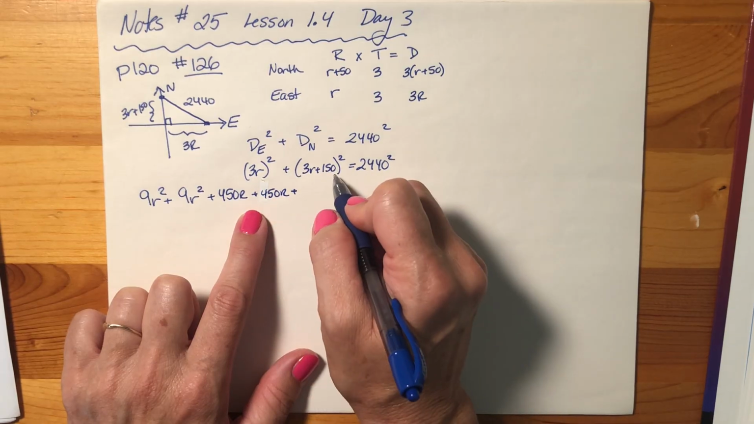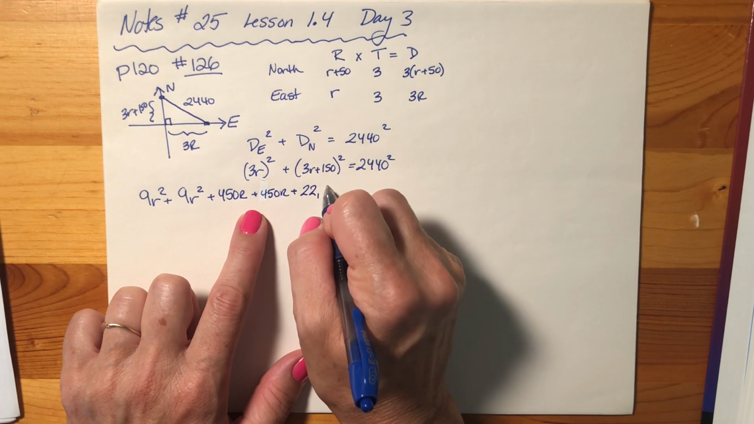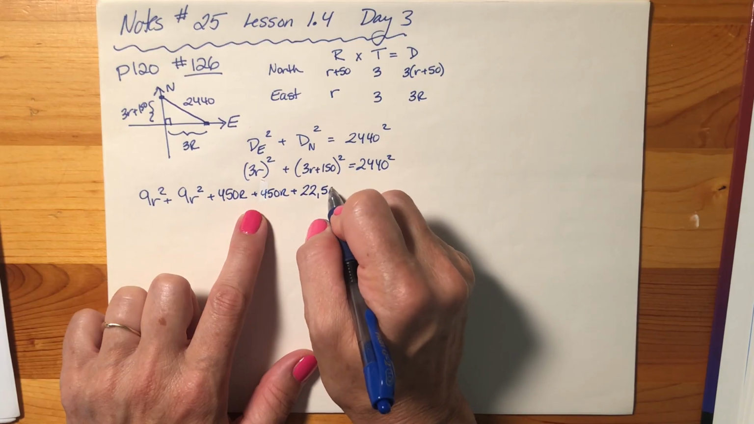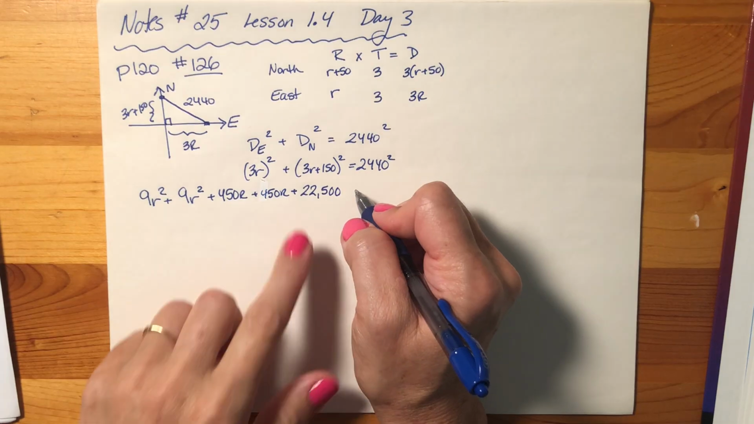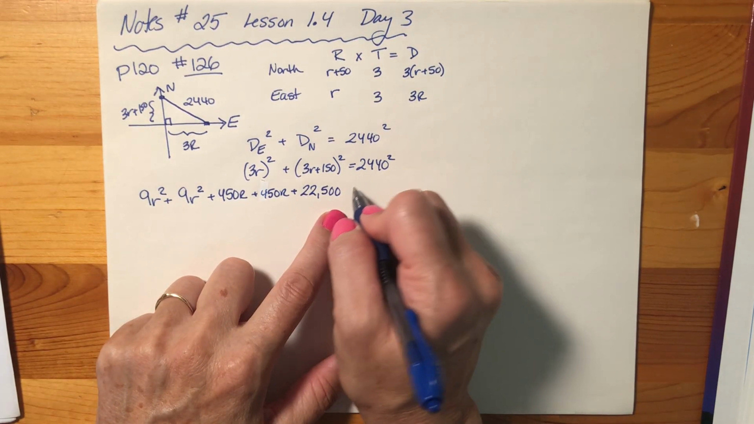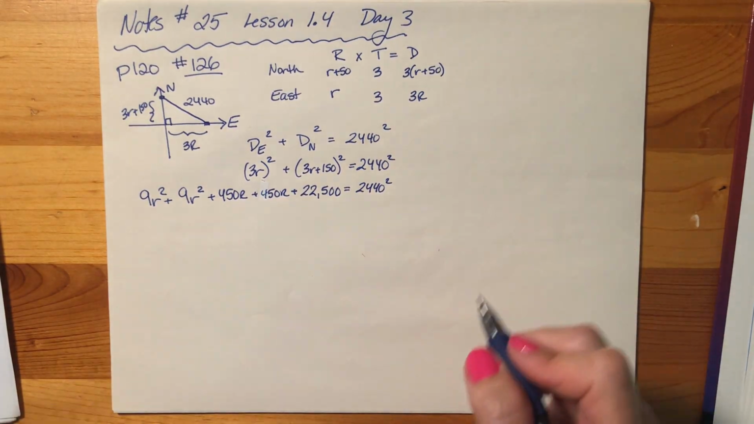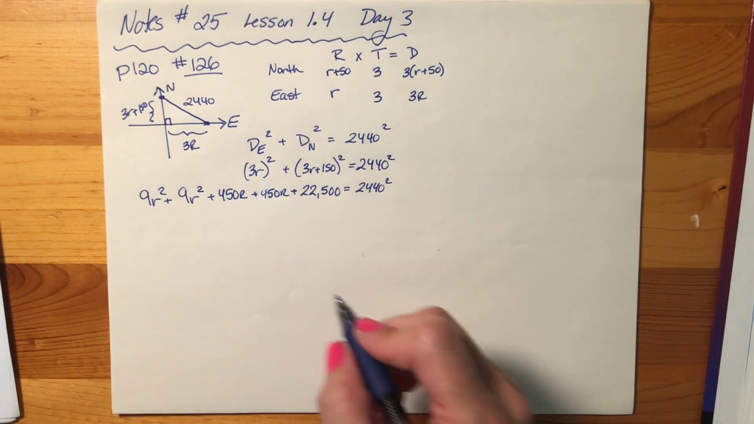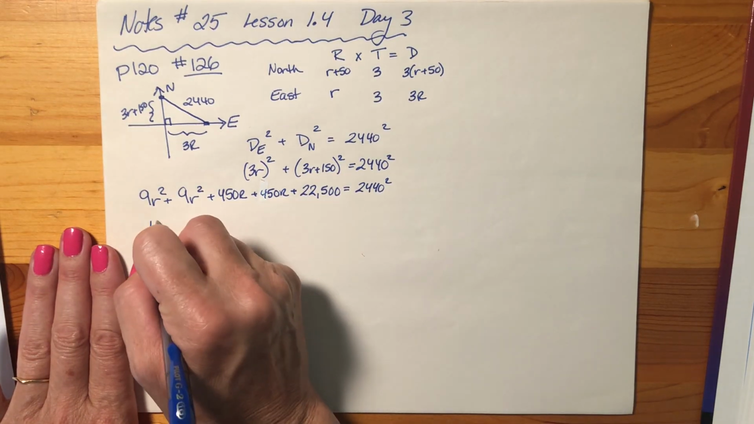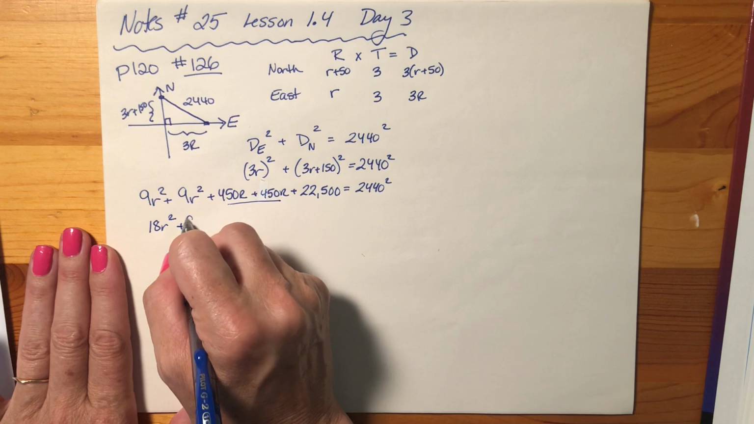And then I've got the 150 squared, which is 22,500. And that's going to equal the 2,440 squared. I need to clean this up first. This is too much before I jump in. All right, so I've got 18R squared. Add these two together, that's 900R.